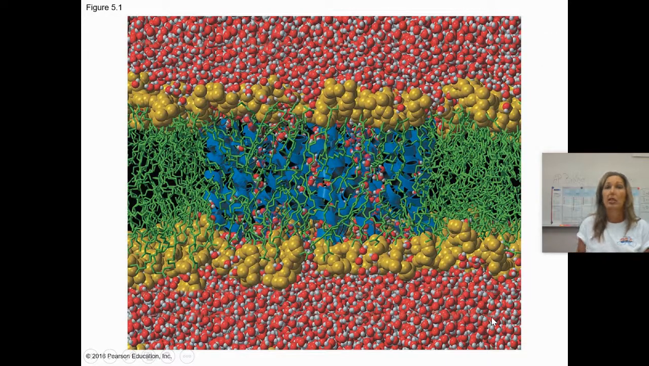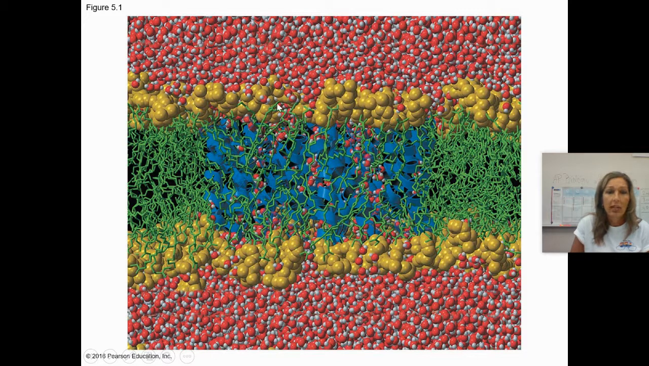This is actually a computer-generated model of the plasma membrane, and that's really what we're talking about in chapter 5. Looking at this, it kind of looks like three-dimensional imagery, or like a magic eye, if you've ever seen those from the 80s or 90s. If you haven't, come to E7. I've got a couple of them in there. But what this is trying to show you is all of the molecules that are involved and just how complex the plasma membrane actually is.